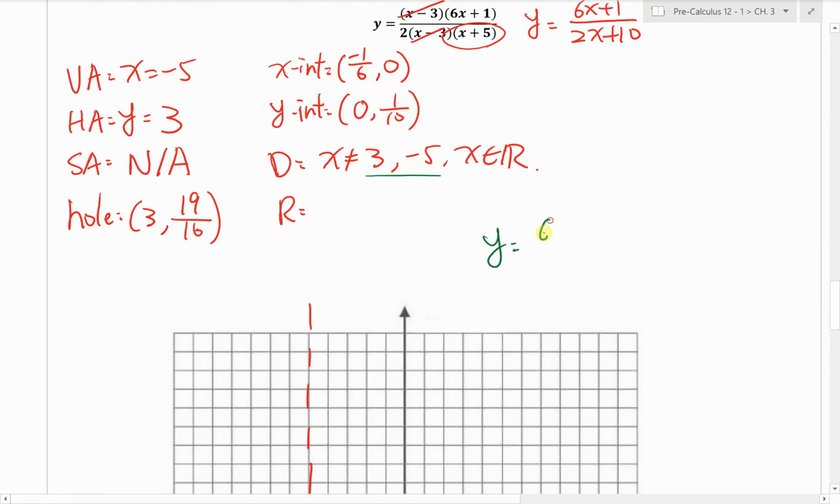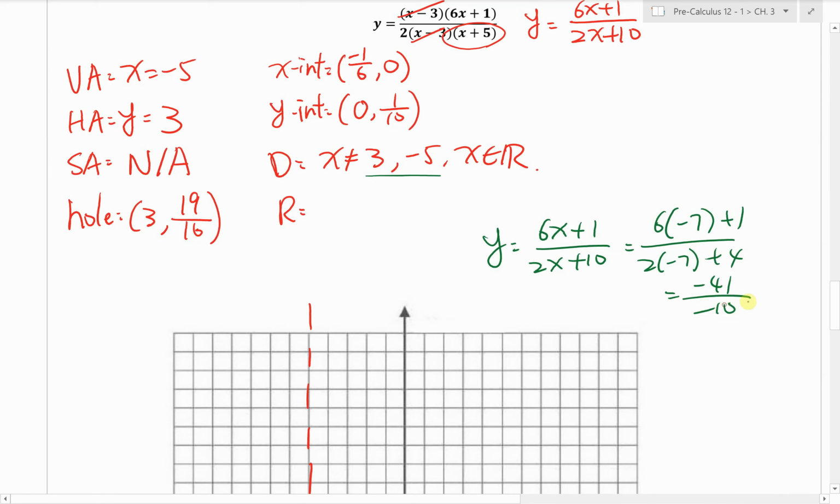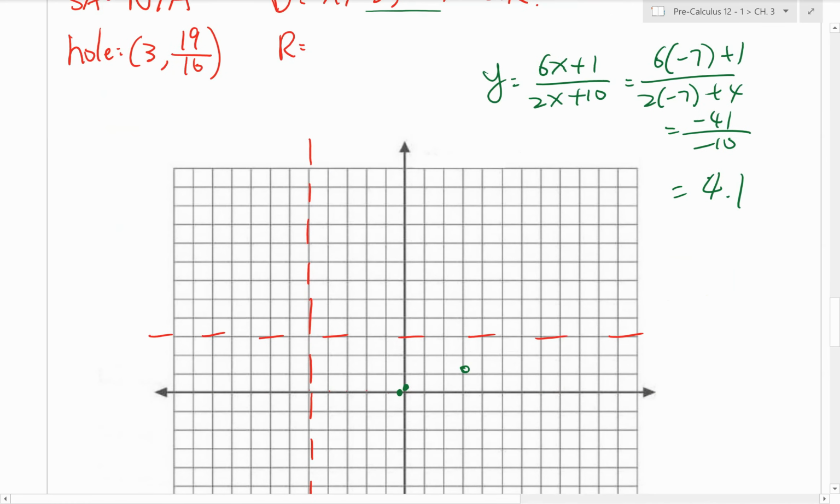So let me write down the expression here again. I'm going to plug in -7, okay? 6 times -7 plus 1 over 2 times -7 plus 10. This is -41 divided by -10. So this is 4.1. I don't know why I said 4.25. 4.1. Let me just double check. -14 plus 10 is -4... yes, 4.1. Okay, so that means we would have a point at x = -7, and y = 4.1, so that's 1, 2, 3, 4. 4.1 is somewhere here. Okay.